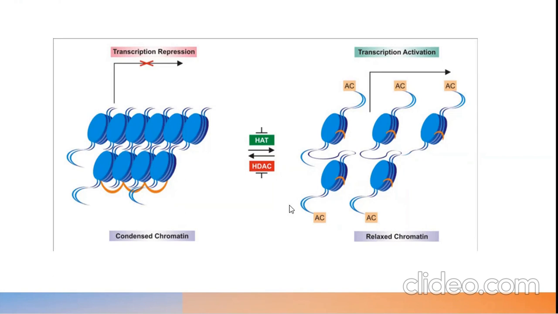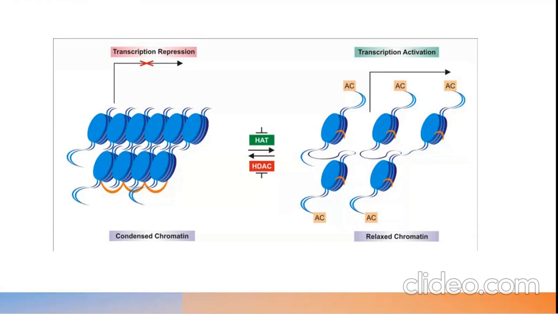After the action of HAT, we get transcriptionally active relaxed chromatin, and as an antagonistic mechanism, we have HDAC, which is histone deacetylase. They act upon this relaxed chromatin and condense it back to condensed chromatin, leading to transcription repression.